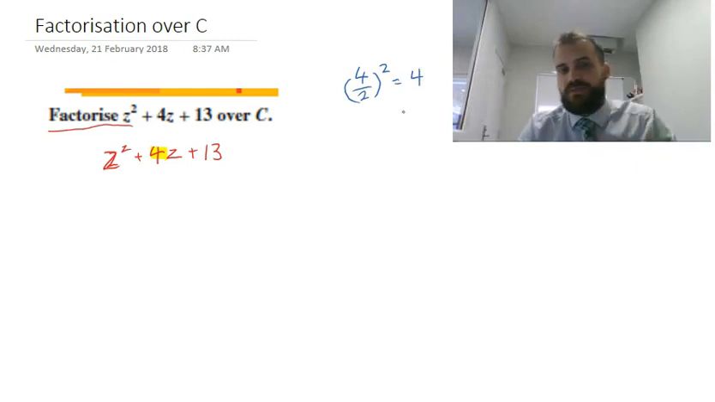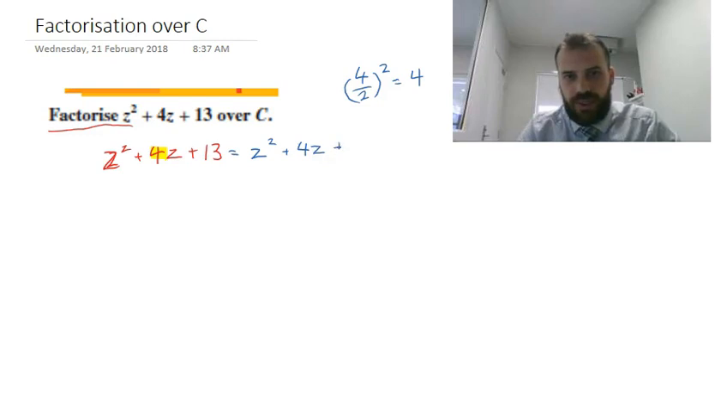And then you add and subtract that. So it looks like this: z squared plus 4z plus 4 minus 4 plus 13. So you can see I've added here and I've subtracted here.